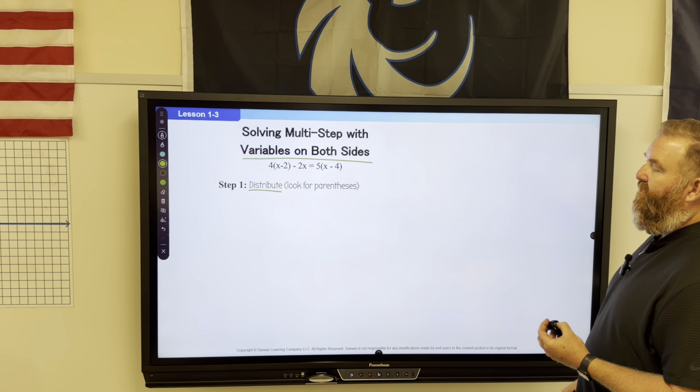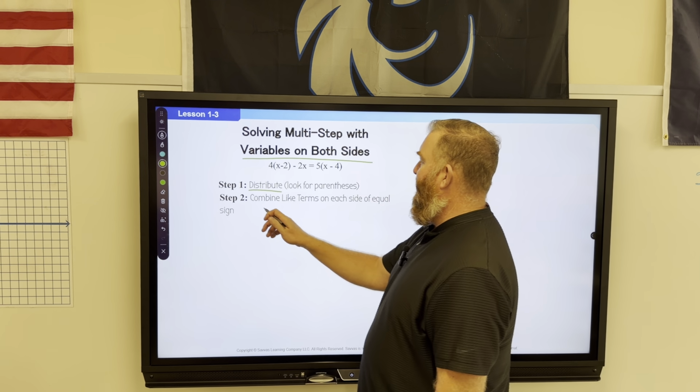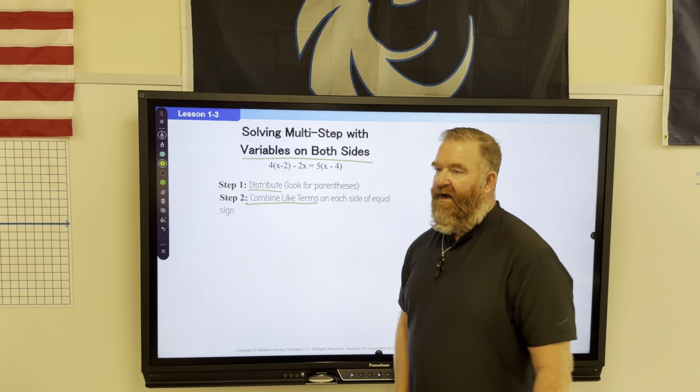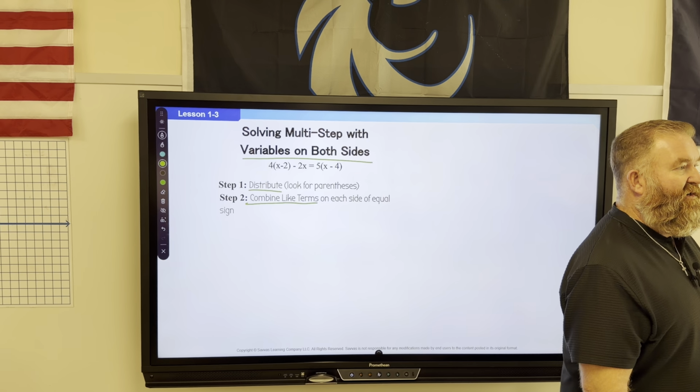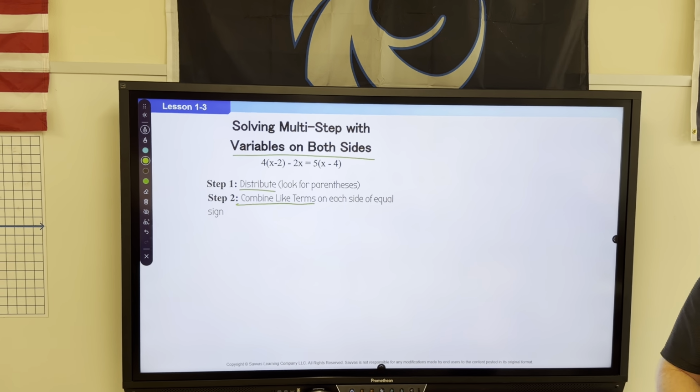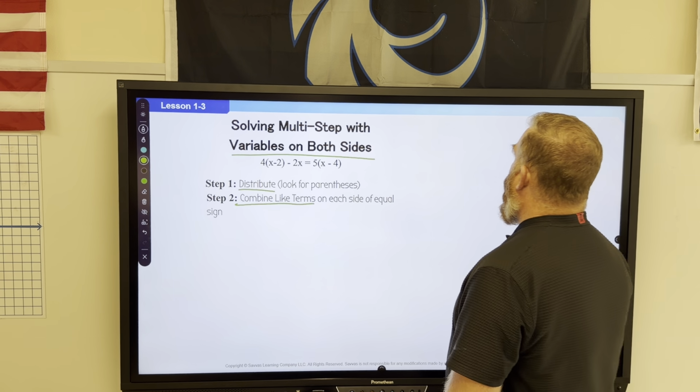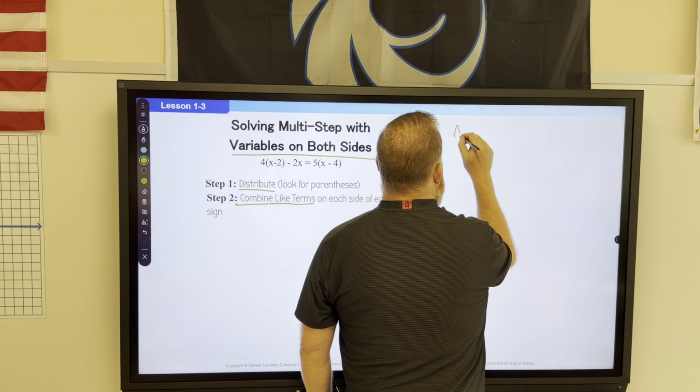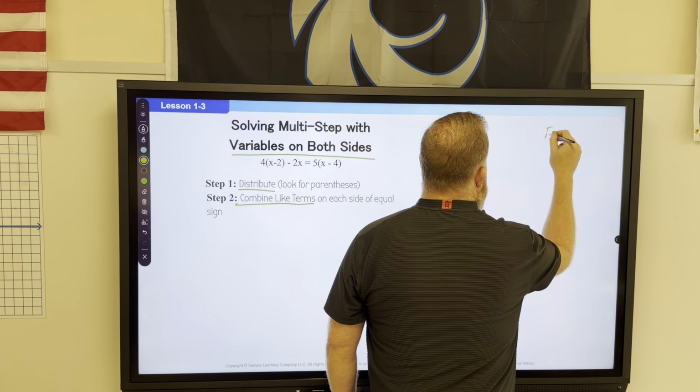Step number 2. After you do that, we are going to combine like terms. Step 2, combine like terms. Now, step 3 and step 4 are going to be a little bit different, okay? So let me talk about this. If I ask you to solve a problem, let's say A, I'm going to give you 2 different options, A and B.